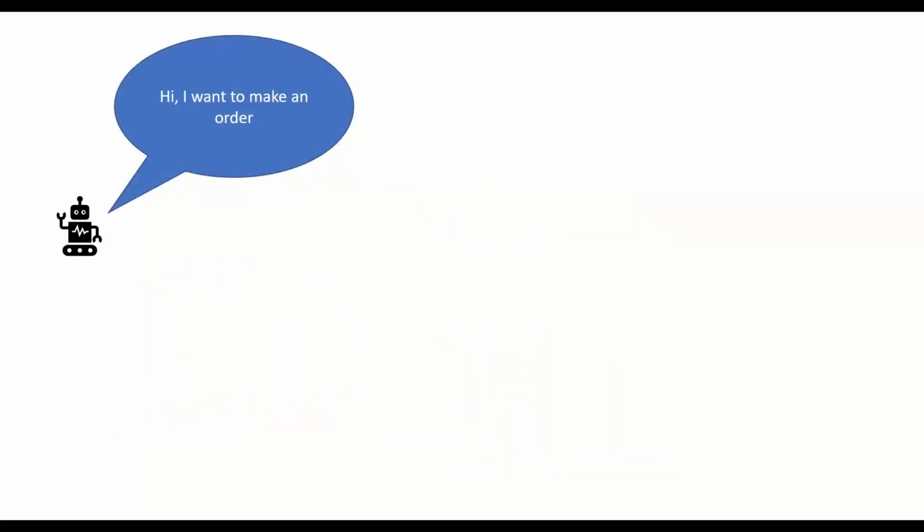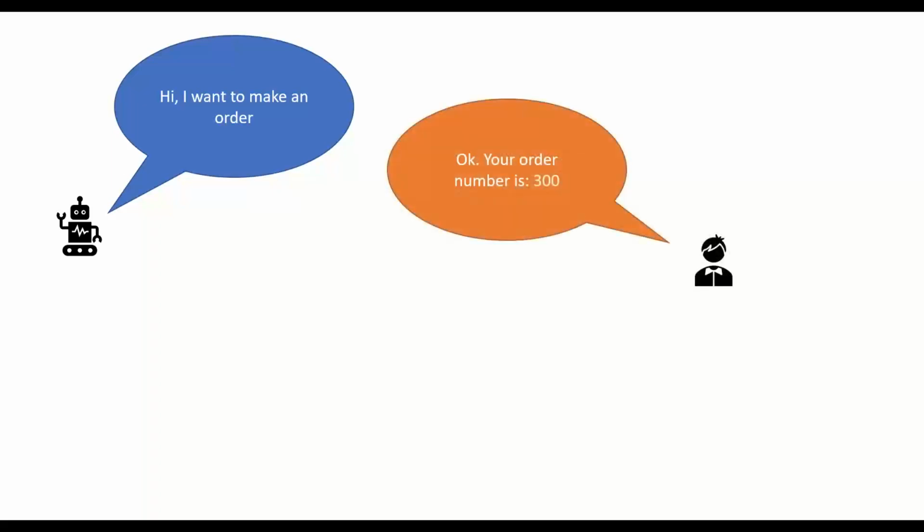All right, so our robot starts the same, making the same request or saying the same statement. The seller says, all right, your order number is 300.